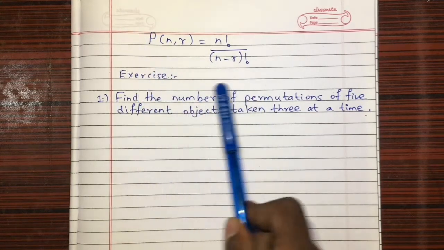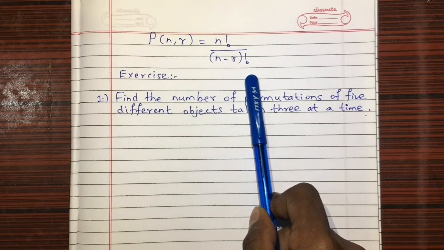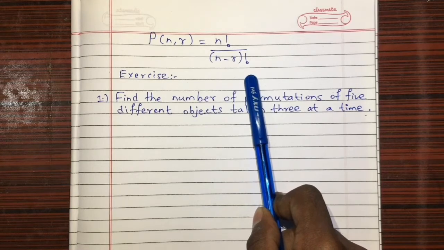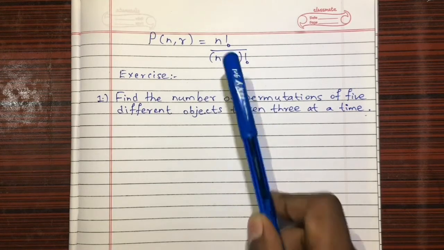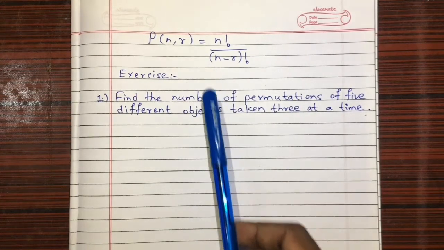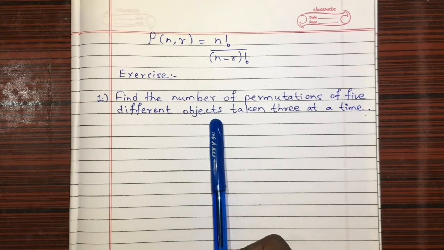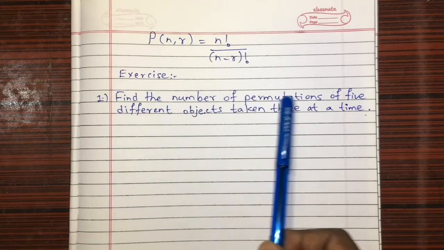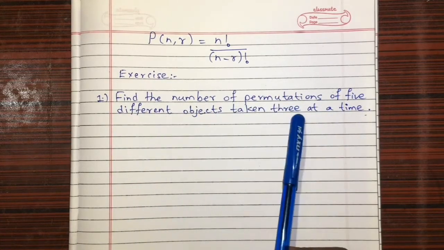We can apply this formula in order to find out in how many ways we can arrange a certain number of objects out of the total number of objects. Now, let us solve some mathematical problems by using this formula. Here's our first word problem. Find the number of permutations of 5 different objects taken 3 at a time.